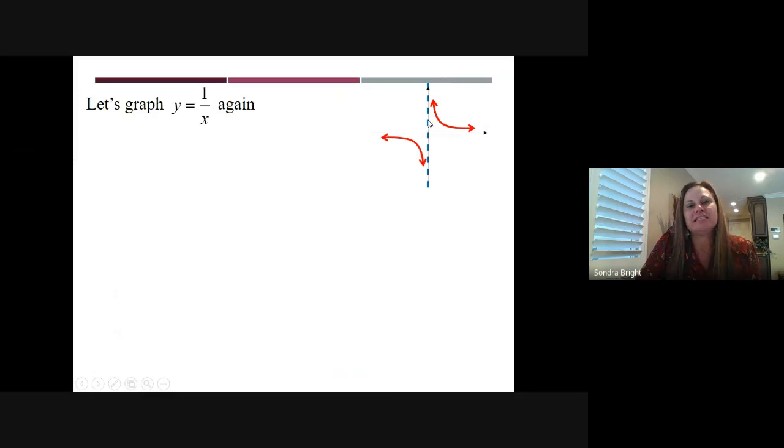All right, so now instead of looking at the horizontal asymptote, let's talk about the vertical asymptote, because do you see also that these graphs are coming up really, really close, but not touching that asymptote. So we have a vertical asymptote at x equals 0. That's that vertical line there.